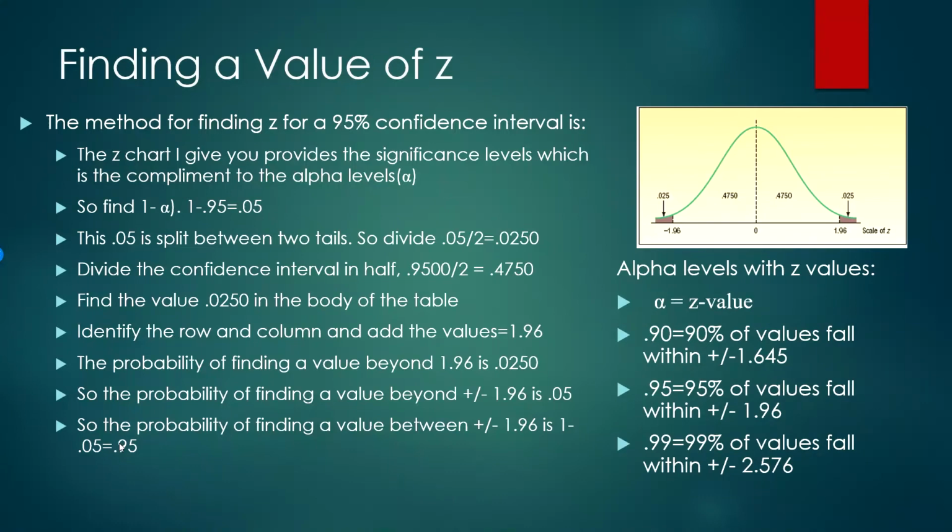But this is only when you know the population standard deviation. And so we are going to be using this because the sample size of 500 is so large that the sample standard deviation is going to be extremely similar to the population standard deviation.